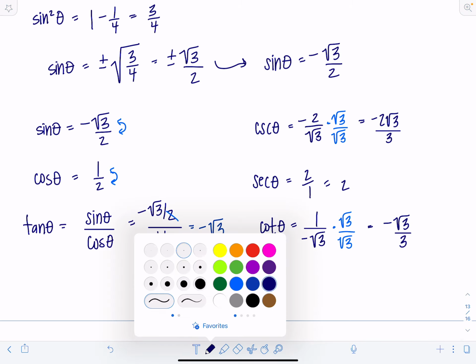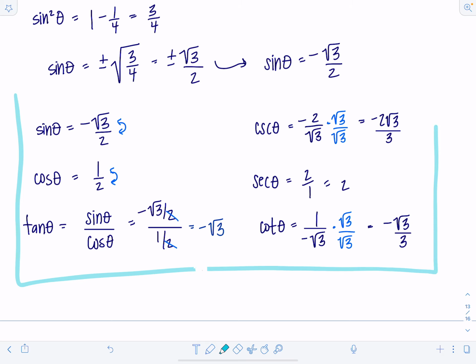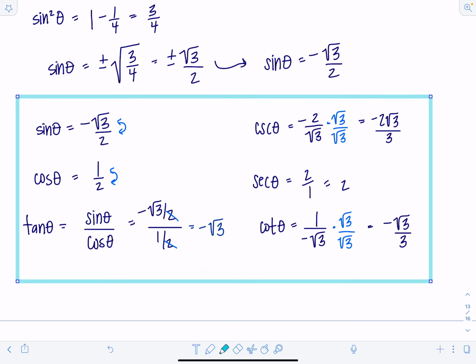Yay, nice job. Let's box it. And we are done. So that concludes the lesson on 1.4. 1.5 is going to touch a little bit more on identities, and then we're done with the chapter.